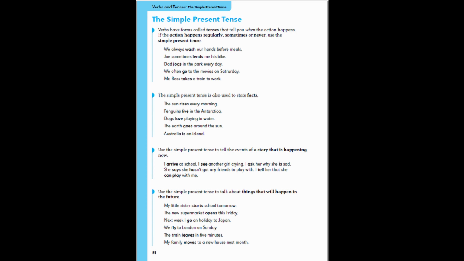All right. So the simple present tense you can also use to tell the events of a story that is happening right now.